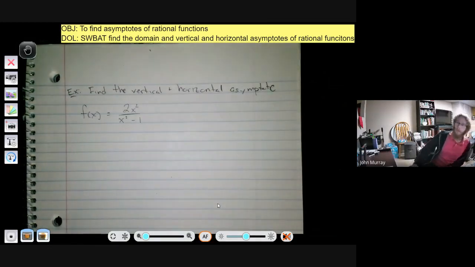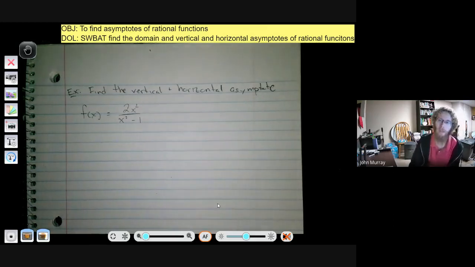All right, so we're going to find the vertical and horizontal asymptote. We'll start with the vertical. Usually those are the ones where you might have to do some work. So we'll get that out of the way, and then we'll deal with the easy horizontal asymptote after.